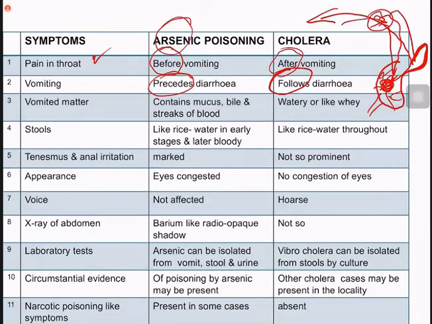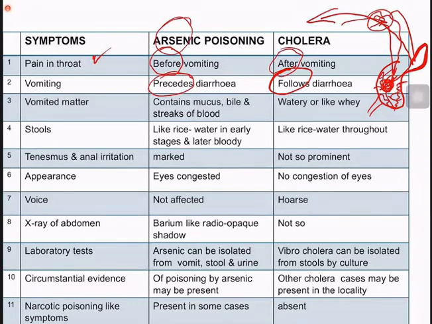Okay. You should be able to identify arsenic versus cholera, right? This is important. So what would be in the vomitus? Mucus, bile, blood in case of arsenic. Remember, arsenic is irritant to the GI lining, and that is why it's going to produce some bleeding. For cholera, it would be some watery vomiting.